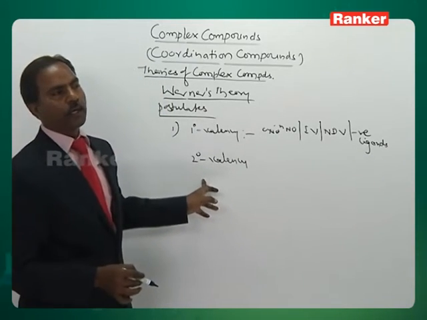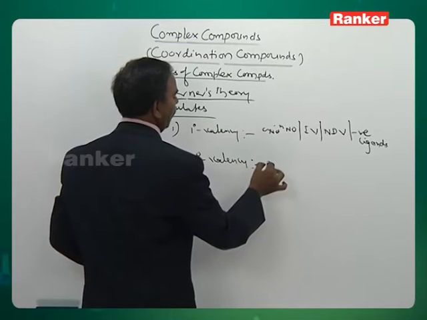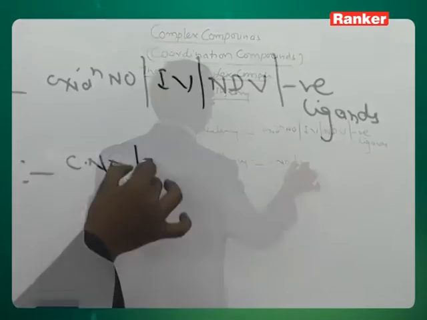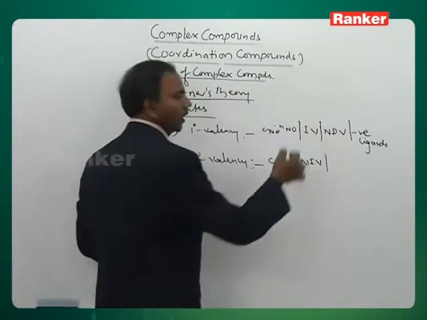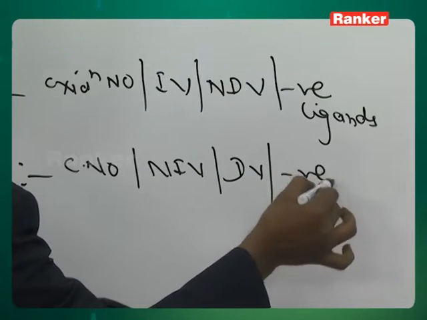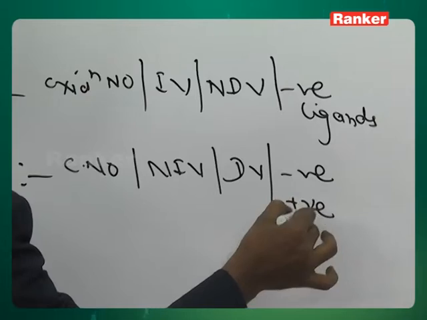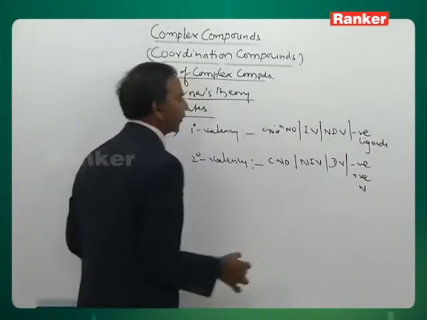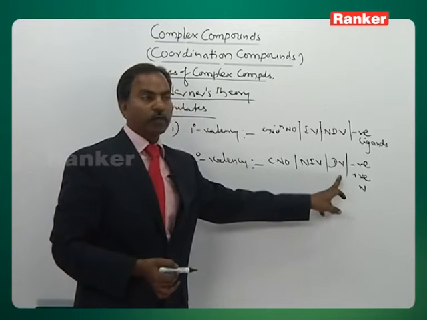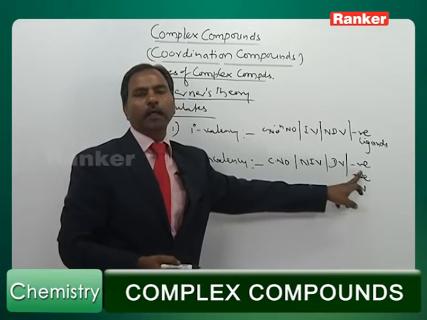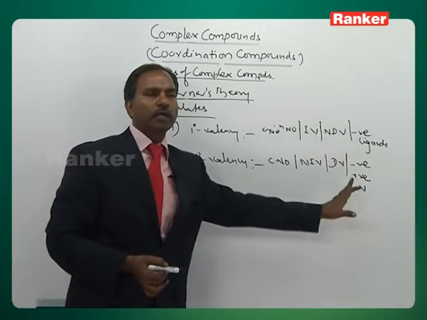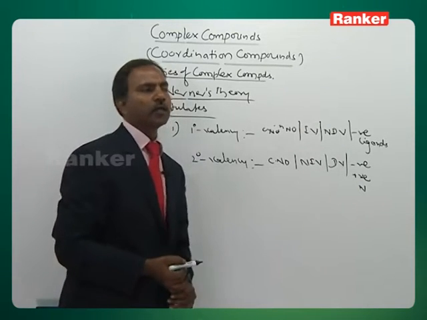Coming to the secondary valency. Secondary valency equals coordination number. It is non-ionizable valency. It is directional valency we can consider. It is satisfied by negative ligands and positive ligands, even with what, neutral ligands. So it is equal to coordination number. It is non-ionizable valency and again directional valency. It can be satisfied by negative ligands, positive ligands and also by neutral ligands. All the different types of ligands can satisfy the secondary valency.